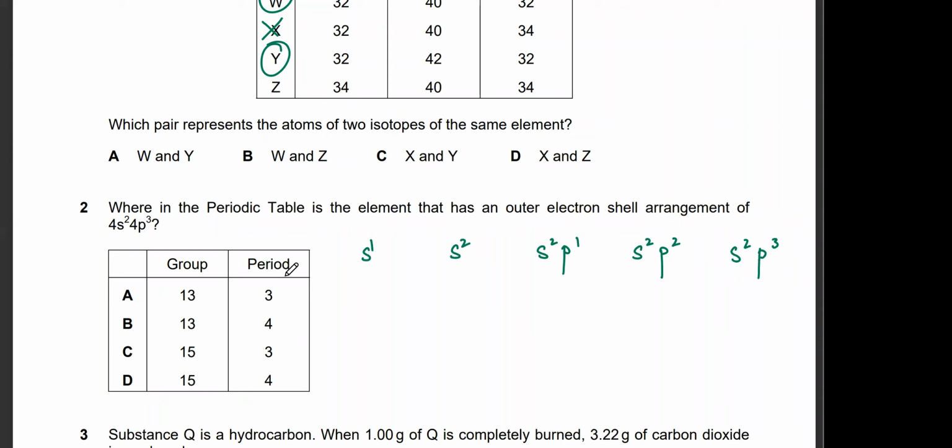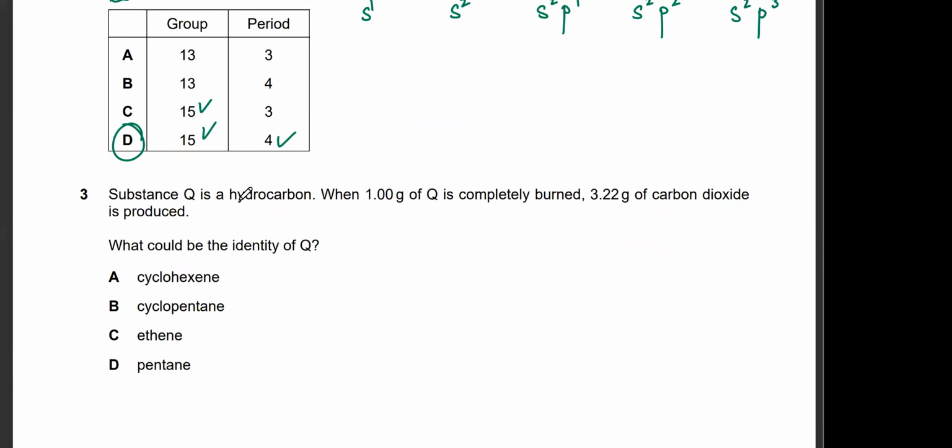So this one is group 5 of 15, and 4 is the shell number. That's your period number, so that's 4. So it's going to be D. It's an element with 4 shells, so it's going to be D.